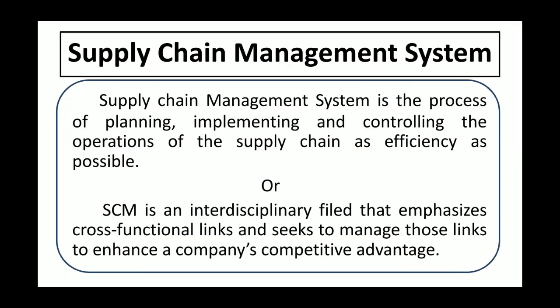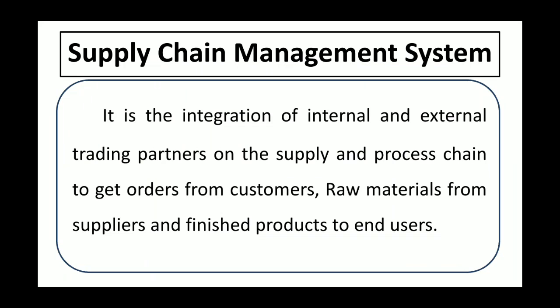Here in the supply chain management system, all the raw material, the suppliers, the company, the product, and the customers are linked together. The manufacturers, the huge companies, the retailers, and the raw material suppliers, everybody is linked together in this supply chain management system. It is the integration of internal and external trading partners on the supply and process chain to get orders from customers, raw materials from suppliers, and finished product to end users. Like in electronic business or e-commerce, everything is linked here. That system is known as the supply chain management system.